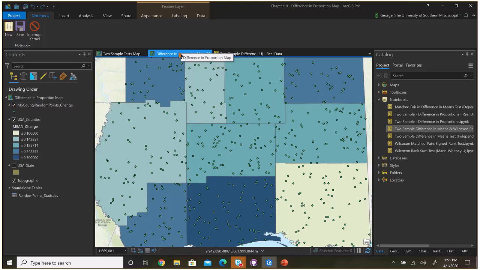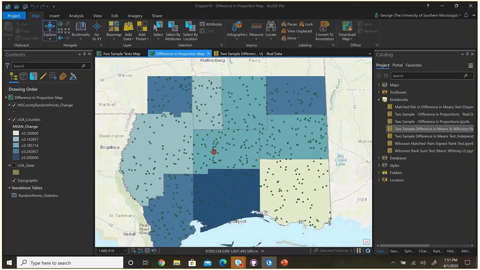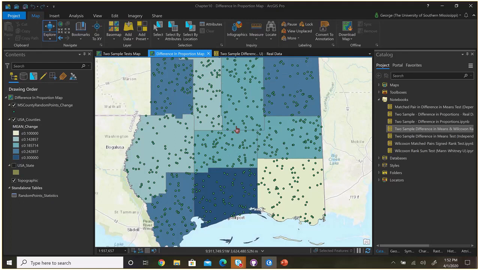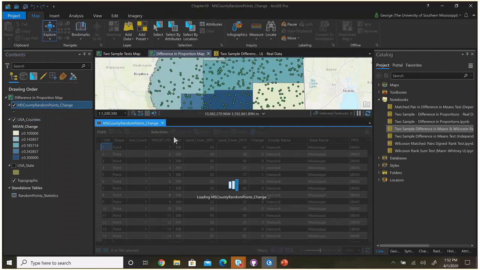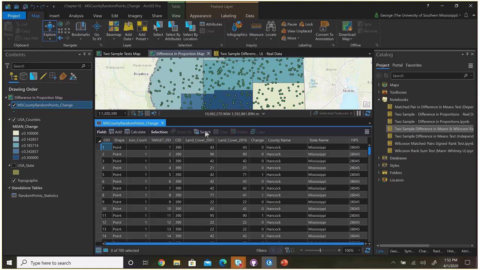In order to show this as an example, what I did was I randomly sampled a bunch of points from all of South Mississippi. I have every single county in South Mississippi. I define that as basically this area that you can see here. And in each of those areas, I used some data to determine if the land cover changed between those two time periods.